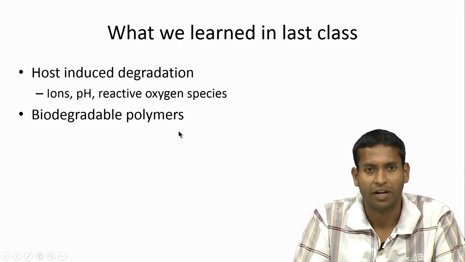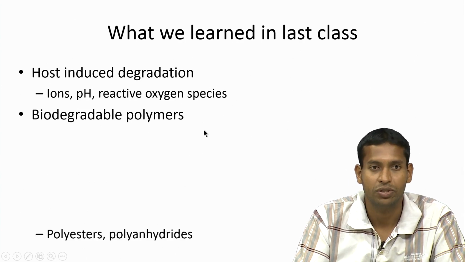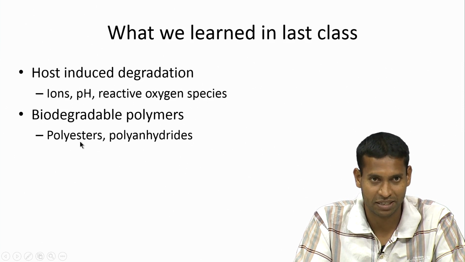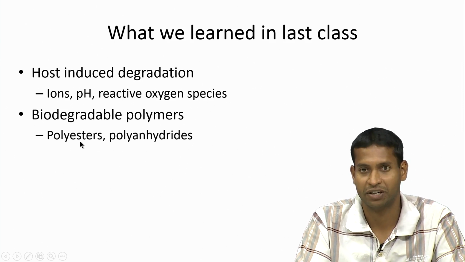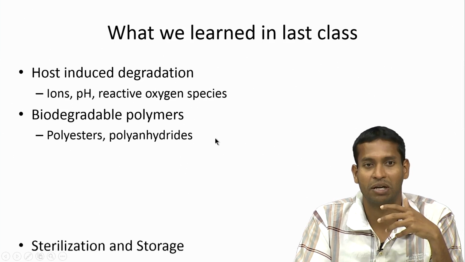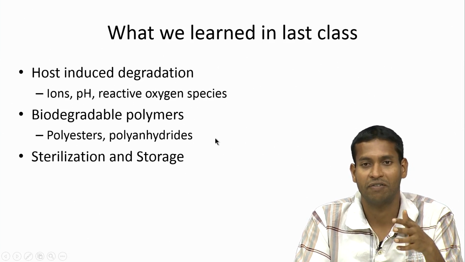We then talked about some of the biodegradable polymers very widely used, that includes polyesters, polyanhydrides. Some of the polyesters are like PGA, PLA, PLGA, very widely used, and then polyanhydrides also we discussed, and we also talked about some other polymers that are very widely used.